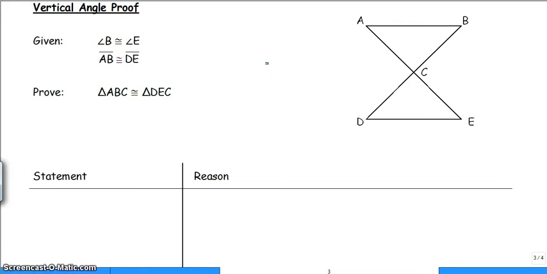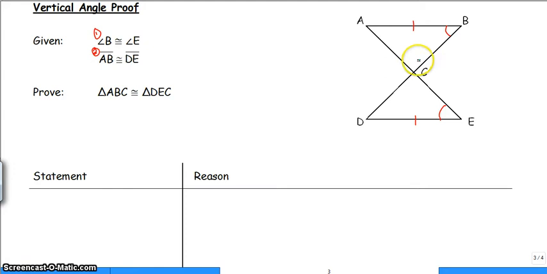I'm given angle B is congruent to angle E. I label that on my diagram. That's one step in my proof. It's one congruent statement. Segment AB is congruent to segment DE. That's a second congruent statement. It's a second step in my proof.